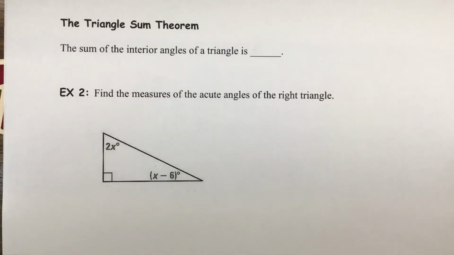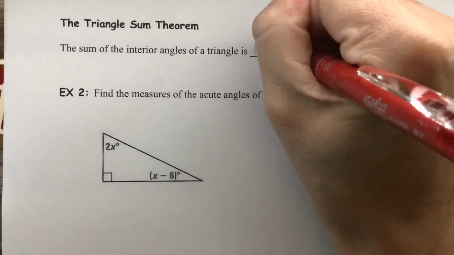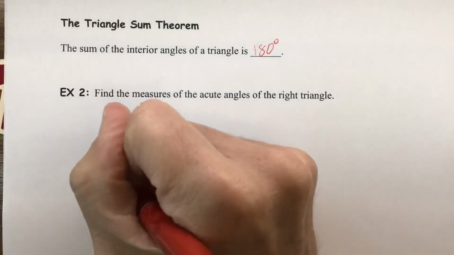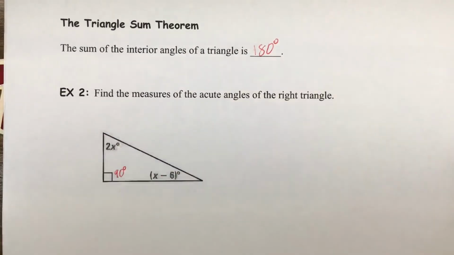Now let's look at the triangle sum theorem. The sum of the interior angles of a triangle is 180 degrees. That is always true, no matter what triangle you draw. When you add up the angle measures of all three angles, you do end up with 180 degrees. Example 2. Find the measures of the acute angles of the right triangle. We have a right triangle here. That means that this angle measurement is 90 degrees.